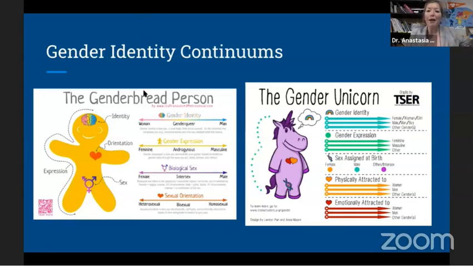And so we were able to partner together to do a workshop with the gender person and also the gender unicorn. I started with the gender person because it simplifies things a little bit more if people are very new to this whole idea. So you have gender identity, gender expression, biological sex, sexual orientation, and you can see the different continuums.